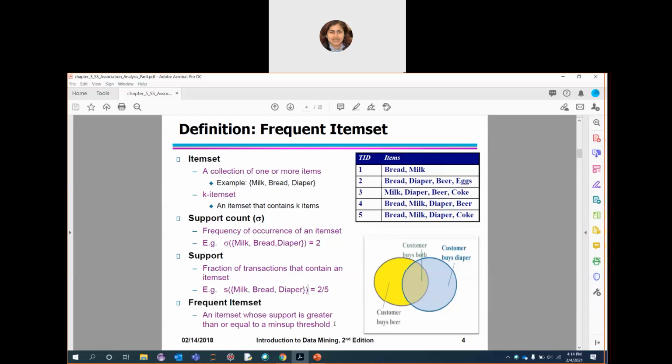Or let's say the min sup threshold you are setting to 3, but the frequent item set support is 2. Then here the support is neither greater than nor equal to the min sup threshold 3. So that will not be considered as a frequent item set. Always, in order to be considered a frequent item set, its support should be greater than or equal to the min sup threshold. That is the rule you need to remember.